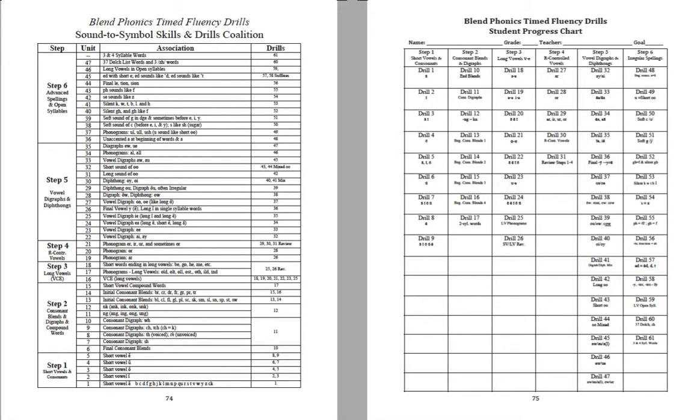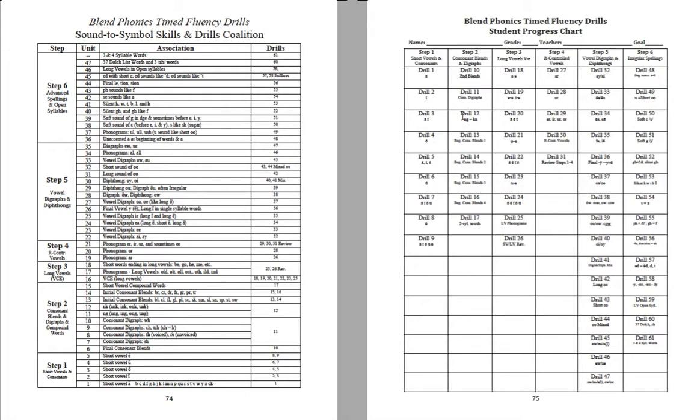This little chart here is pretty cool. I have the skills they're going to learn from the bottom up, and you can see the correlation between the step and the unit. I call these associations. Some people call them sound to symbol correspondences, sound to symbol relationships. I like association because it brings out the psychological side of it, of the link that we're trying to make, or the association or reflex. And then over here you can see which drill is associated with that.